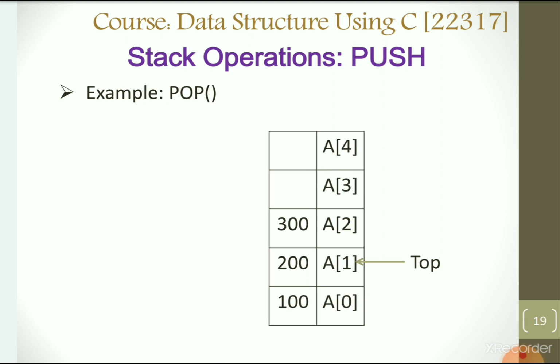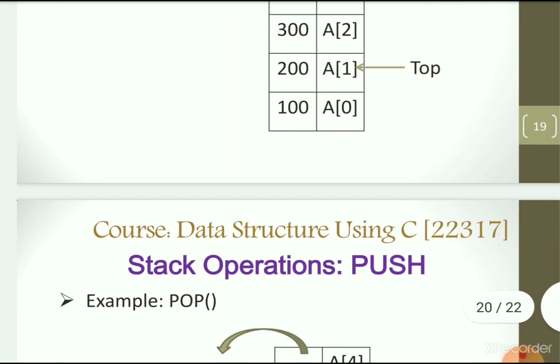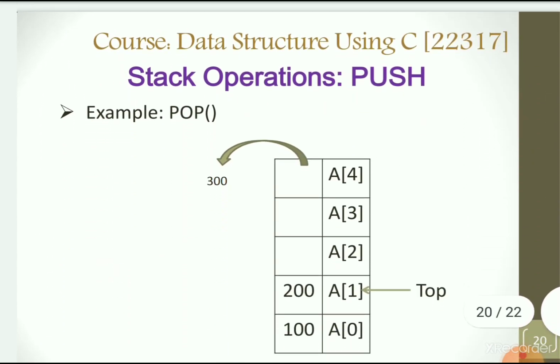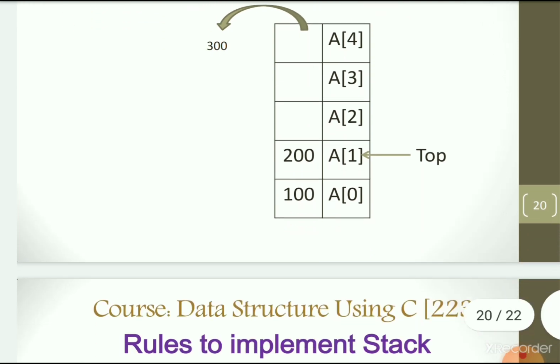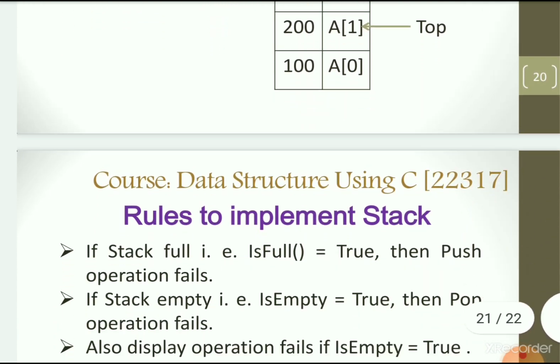So instead of a of 2, top will come down to a of 1. So top is equal to 1 now, and you just say we are popping out the element. So we have to just remove the 300 or we have to print the 300 to display the element which is deleted. Top is at 1. We have removed the 300. So this is a simple pop operation.